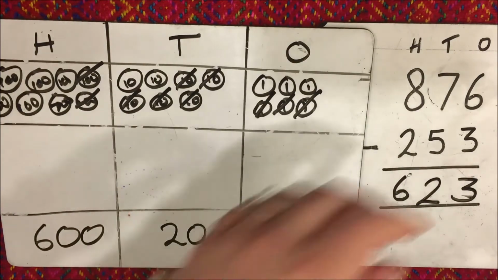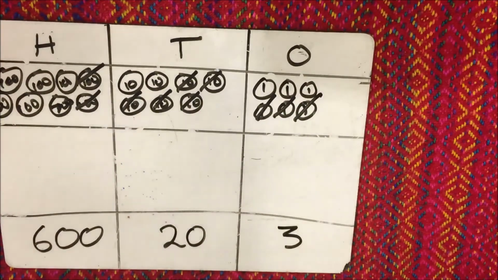Got it? Okay, we're going to do the next one to practice. So I would like you to draw your place value grid.